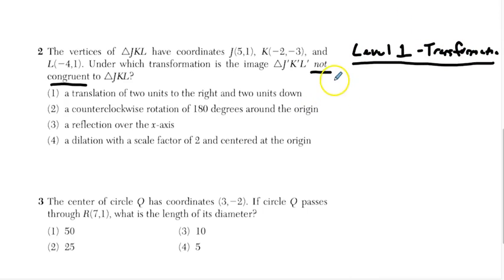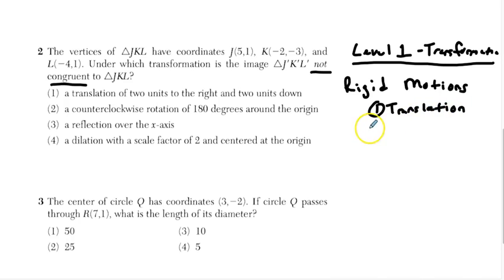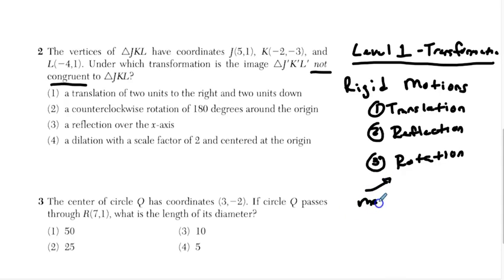Now remember, we have rigid motions and non-rigid motions. Rigid motions produce congruent figures. And the rigid motions are, well, which ones have we learned about? 1, translation, right? That's just a slide. 2, reflection. That's a flip. And 3, we learned about rotation. These are the rigid motions that we learned about. They all make congruent figures.